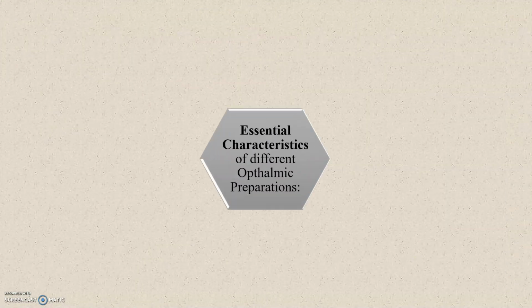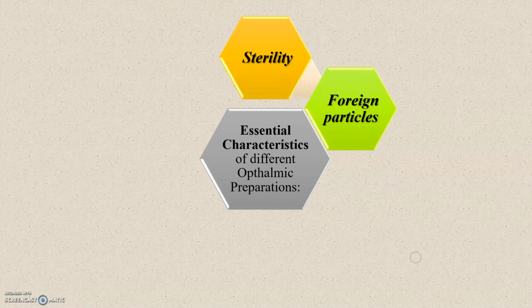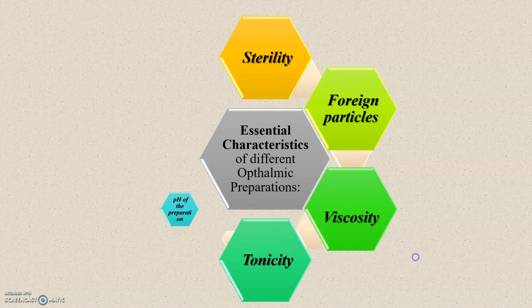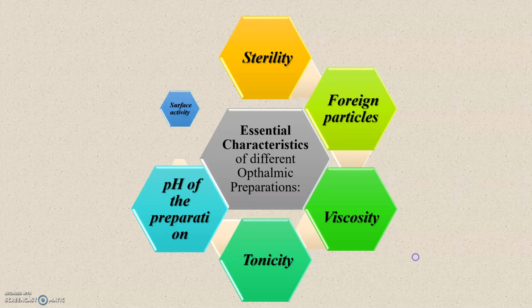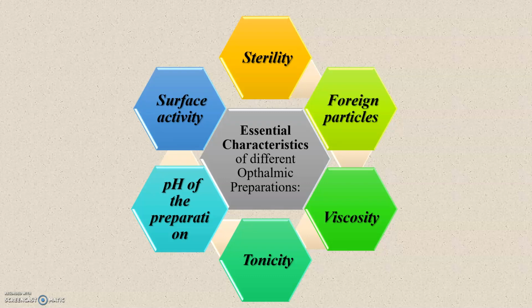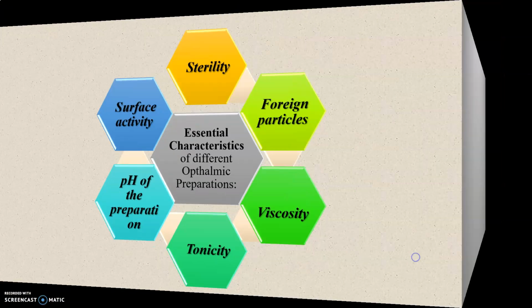Now let us see the essential characteristics of different ophthalmic preparations, which are sterility, foreign particles, viscosity, tonicity, pH of the preparation, and surface activity. The ophthalmic preparations should possess the following properties. Now let us see one by one each of these characteristics. First is the sterility.